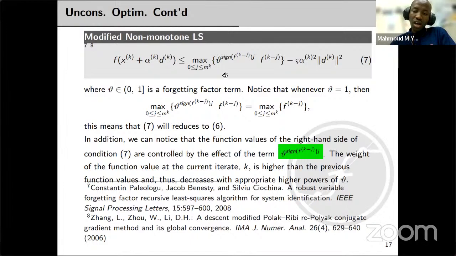However, if we set V to be something strictly less than one, we are going to have a kind of weight attached to the function value. Because if you look at equation number 7, we have the product of this forgetting factor with the function value. From the preliminary numerical experimentation that we have started, we realized that there is a massive improvement in the numerical setting when you use this kind of non-monotone line search as compared to the previous one. Let's move to the next.